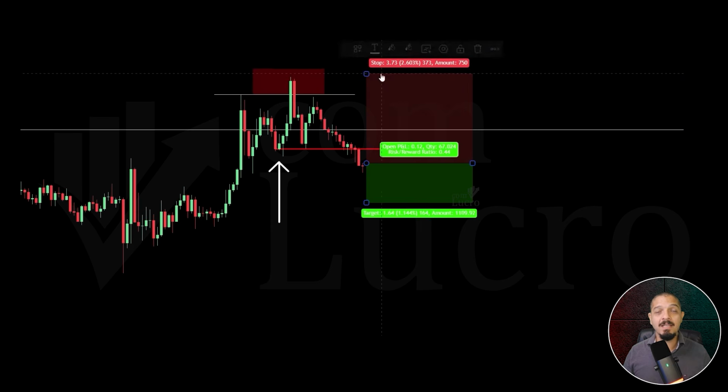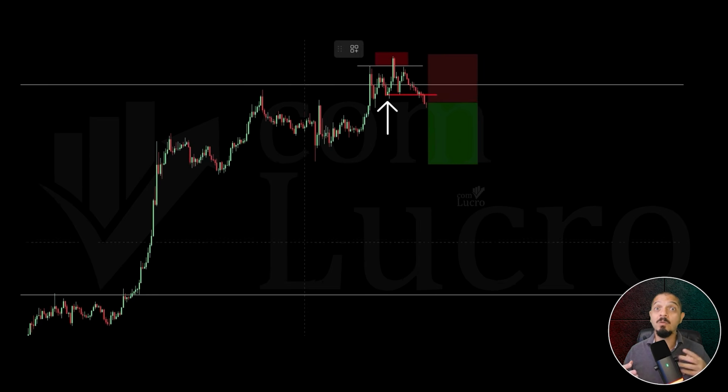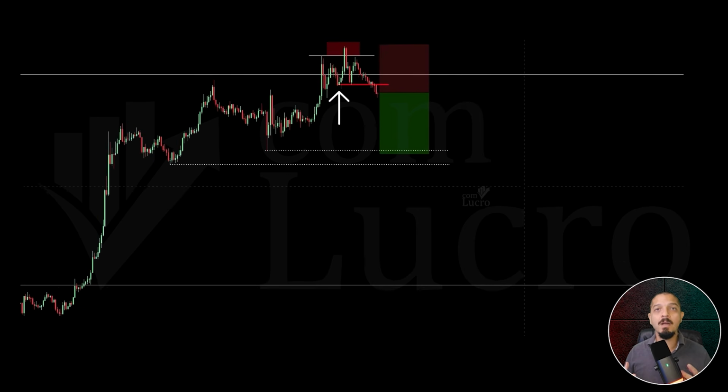Target selection depends on your risk tolerance and how long you prefer to hold the trade. One option is targeting these lower liquidity areas here. Another option is targeting these lows as well. A third option is simply targeting the weekly candle low, which sits at this level.